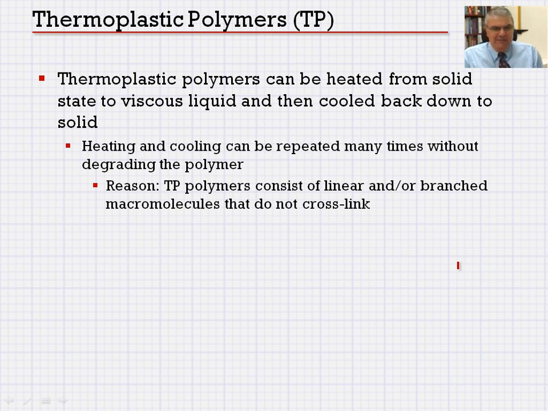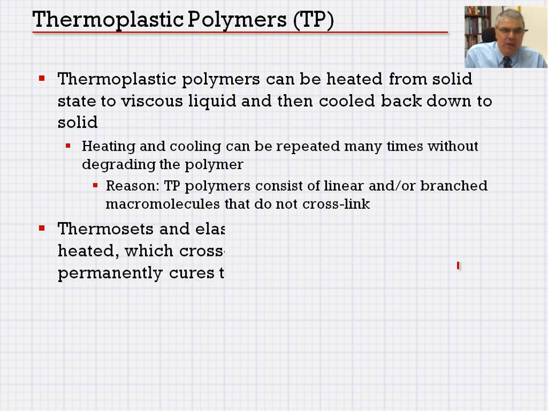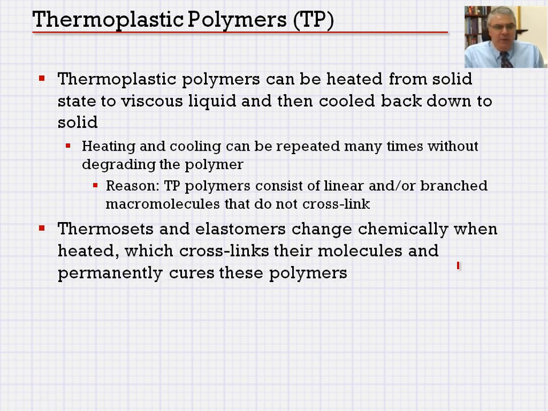TP, or thermoplastic polymers, can be heated from solid state to viscous liquid, and then we can cool it back to solid. We can repeat this many times without really damaging it. And of course, this is because of the molecular structure and macromolecules of the thermoplastic polymers. They have both linear and or branched macromolecules, and they do not cross. That's why we can do that.